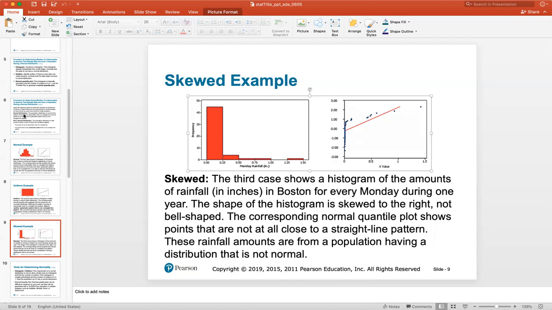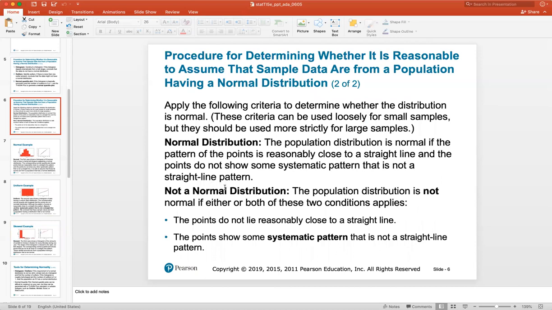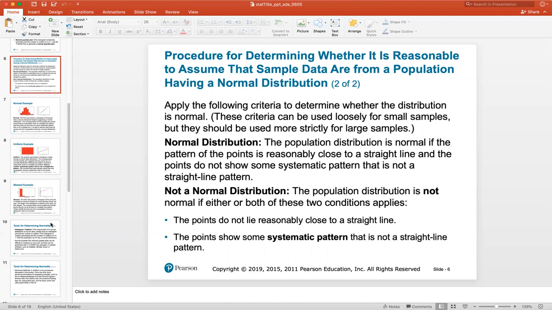Okay, so back to here. Under what circumstances can we conclude from the normal quantile plot that the population distribution is not normal? If either or both of these two conditions apply: the points do not lie reasonably close to a straight line, or the points show some systematic pattern that is not a straight line pattern. Okay, so keep that in mind.